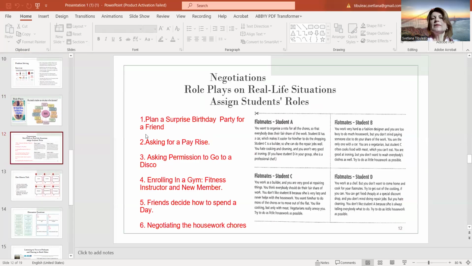Another type is negotiations, like role plays on real life situations. Here, as well, the students are assigned different types of roles. The topics, or the real life situations, might be: plan a surprise birthday party for a friend, asking for a pay rise, asking permission to go to a disco, enrolling in a gym with a fitness instructor as a new member, friends deciding how to spend the day, negotiating the housework chores.